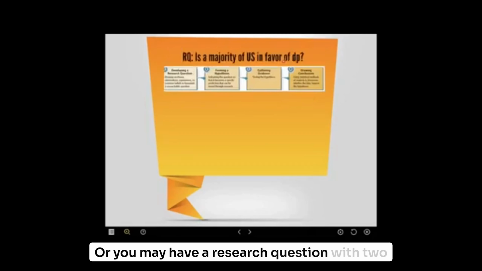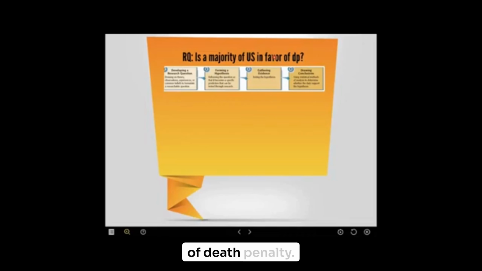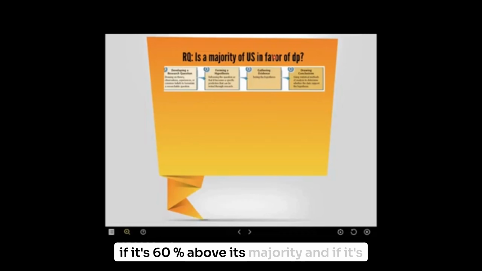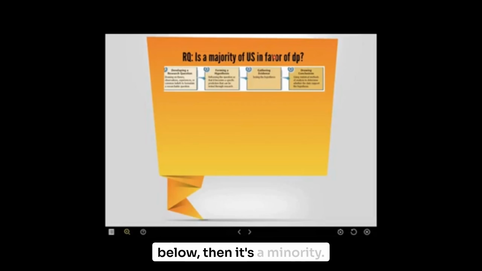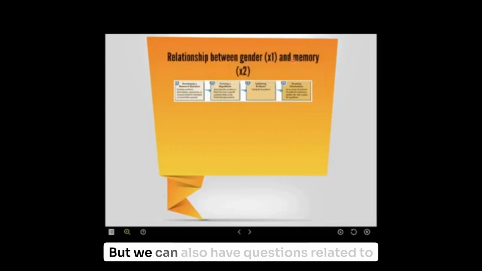Or you may have a research question with two variables. Another example of a research question is whether a majority of the US is in favor of the death penalty. It's basically asking what percentage of people in the US are in favor of the death penalty. You can set a cut point and say, if it's above 60%, it's a majority, and if it's below, it's a minority. Again, the population is people in the US, and the variable of interest is opinions about the death penalty.